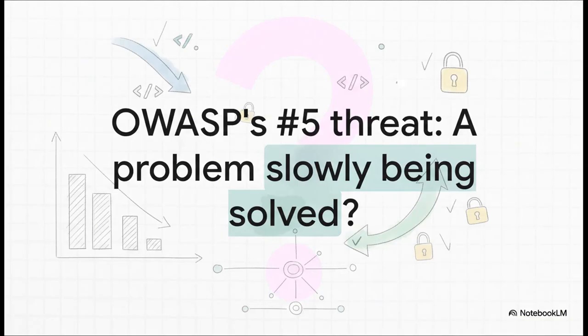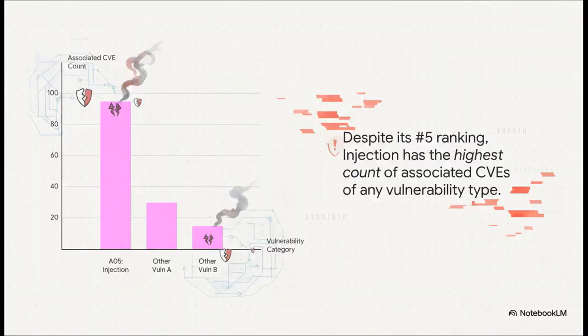So you hear it's dropped from number 3 a few years ago to number 5 now, and you might think, hey, that's great news. We're making progress. I mean, that sounds good, right? Is this classic, stubborn problem finally on its way out the door? Well, not so fast. Take a look at this. Despite the drop in rank, injection has more associated CVEs, that's common vulnerabilities and exposures, than any other category, by a lot. So what's going on here?